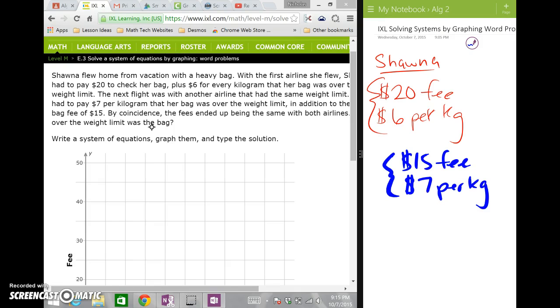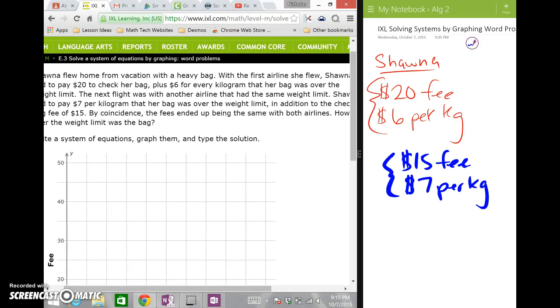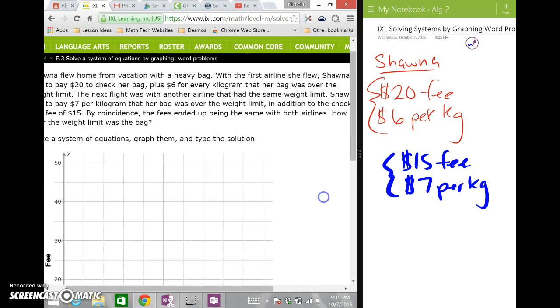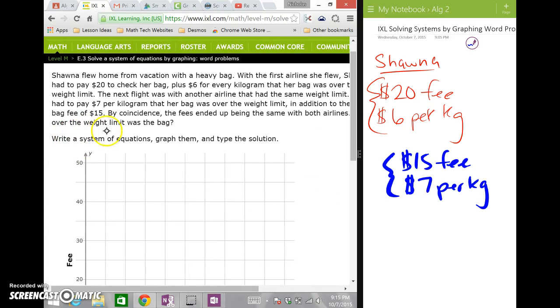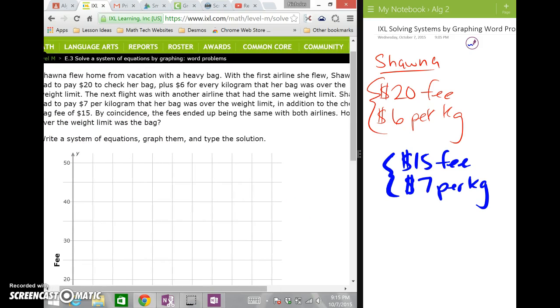Okay. Now the question is, by coincidence, the fees ended up being the same with both airlines. How far over the weight limit was the bag? So in other words, she ended up spending the same amount of money. So we've got to figure out what the weight of her bag was if she ended up spending the same amount of money.